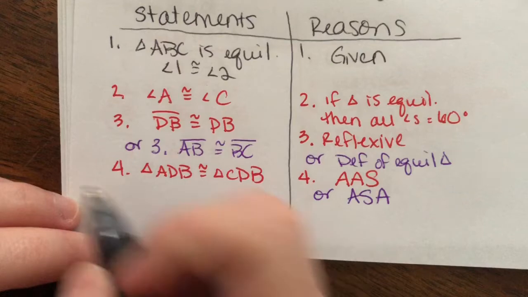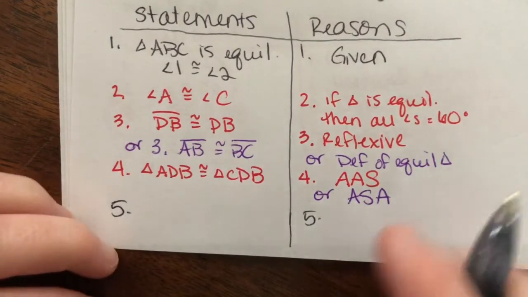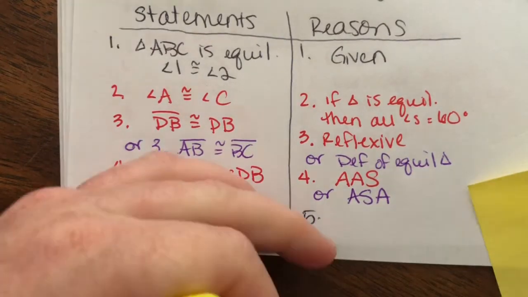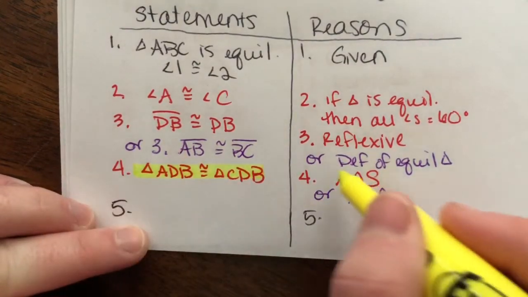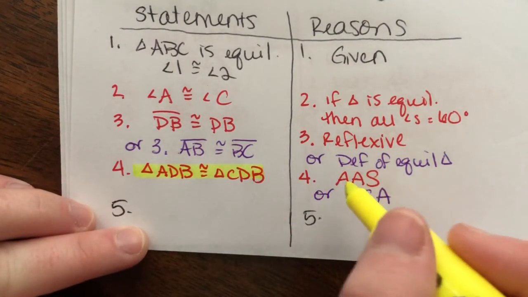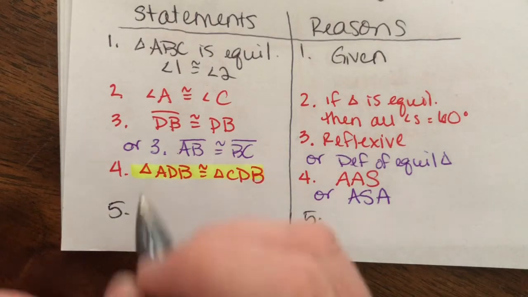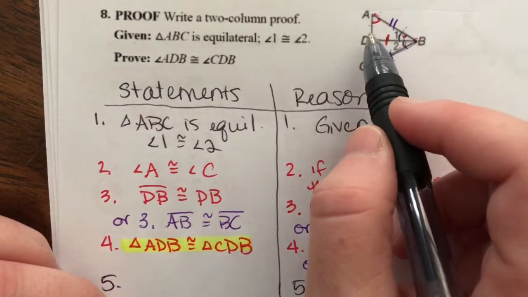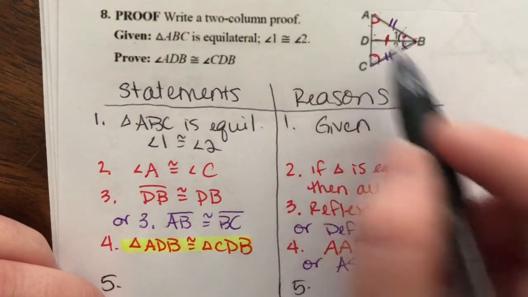I'll do that in a different color. And step 5 is the one I want you guys to remember. Once we prove triangles are congruent, let me highlight that. That's kind of our end all be all. That's our goal for everything, is to prove triangles congruent. When we're talking about triangles, we want to prove them congruent, right? Once we do that step, anything we say after that, like here, our prove is to say these angles are congruent. This little angle is congruent to this little angle. These 2 angles are congruent.